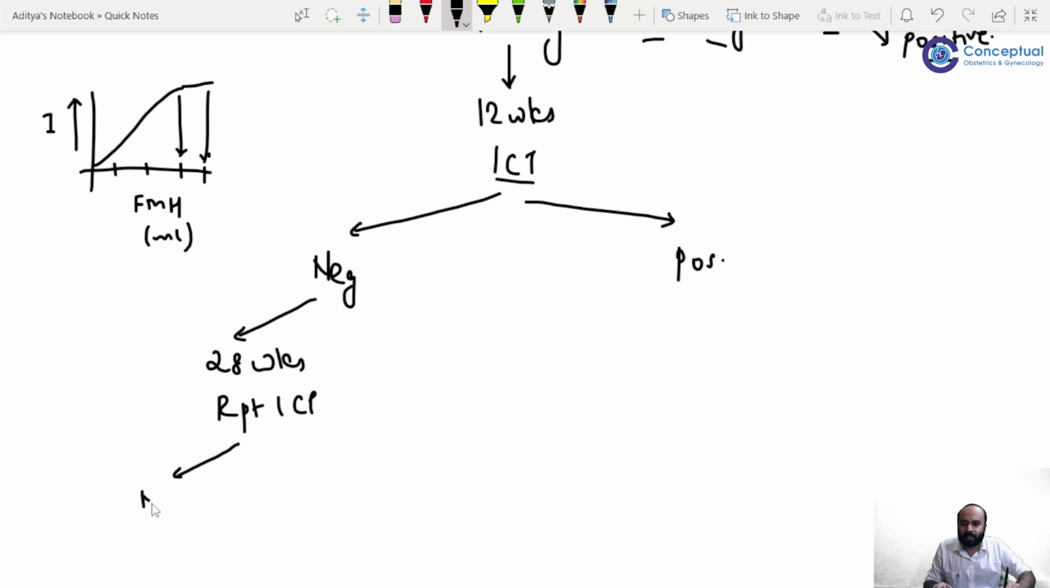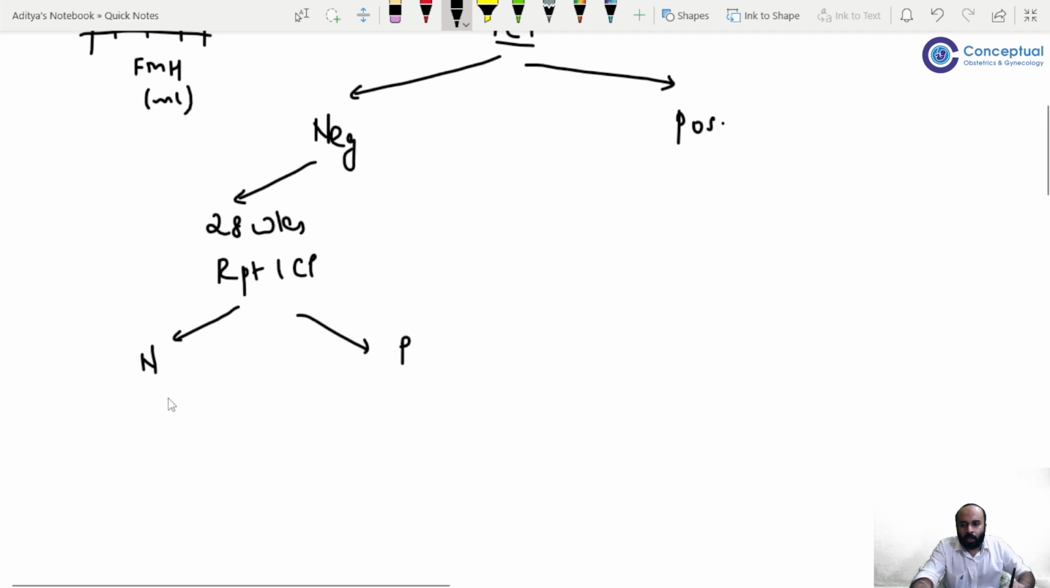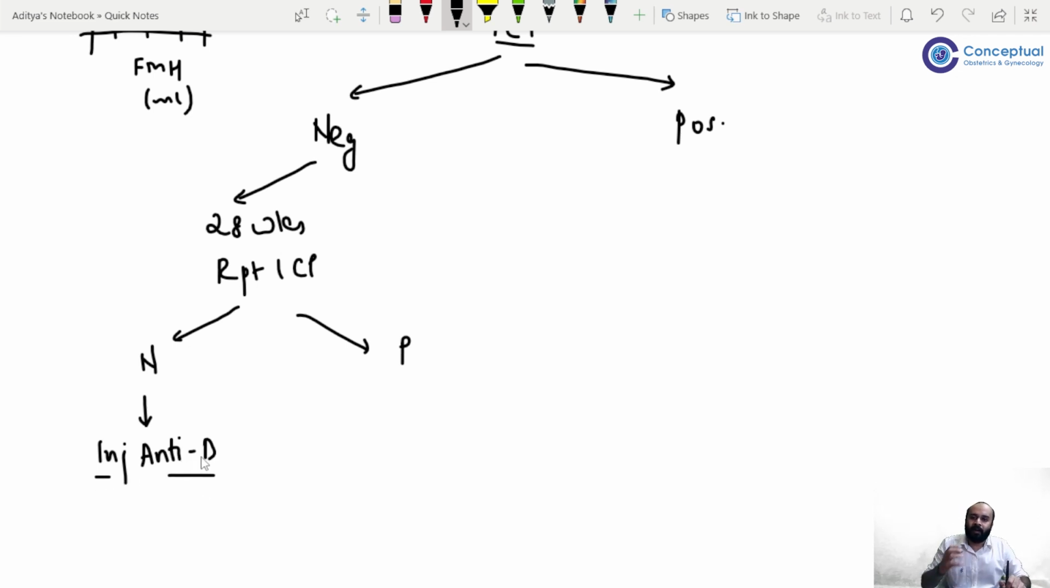I repeat it again. I have two possibilities. I either get a negative report or I get a positive report. If I get a negative report, the best thing that has happened, all I have to now do is give her injection anti-D. Now, injection anti-D is basically an antibody that I'm giving from outside. This antibody has multiple functions, but two of its functions have been well studied. The first one is that this antibody goes and binds to all the fetal cells that might have entered the female circulation, and secondly, it also destroys the few antibodies that might have been formed against those fetal RBCs. These are the two major mechanisms in which injection anti-D works.